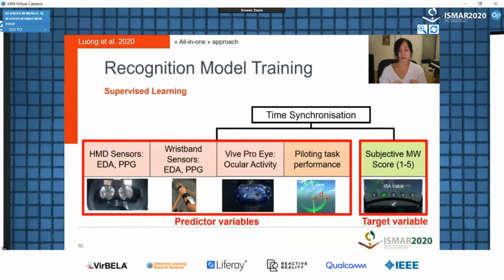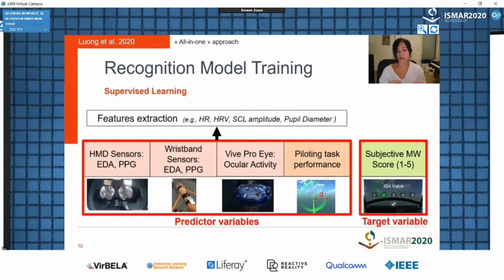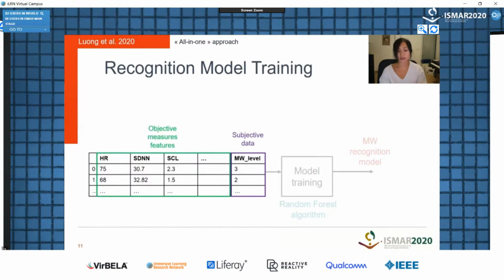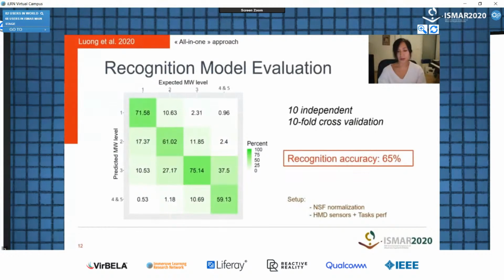So we did some signal preprocessing. We synchronized the subjective mental workload score with the objective measures, and we extracted the features from the objective measures. So in the end, we had a data set with objective measure features, which were labeled using the subjective mental workload level the user self-reported. We decided to use a random forest algorithm to train the mental workload recognition model based on the literature. We used 10 independent tenfold cross validations to evaluate the recognition model.